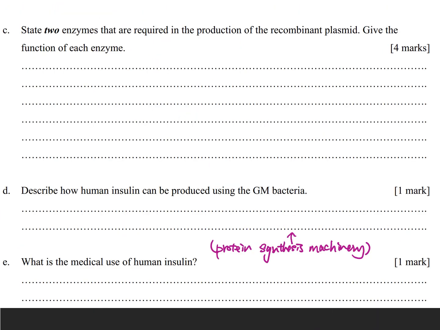Question C, state two enzymes that are required in the production of the recombinant plasmid and give the function of each enzyme. So you have learned two different enzymes. They do different work in the preparation of the recombinant plasmid. The first one is an enzyme for cutting. The second one is an enzyme for combining and sticking. So the first one, we call it the restriction enzyme.